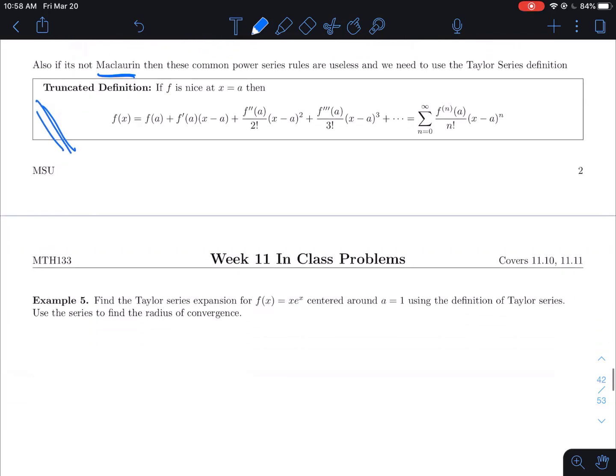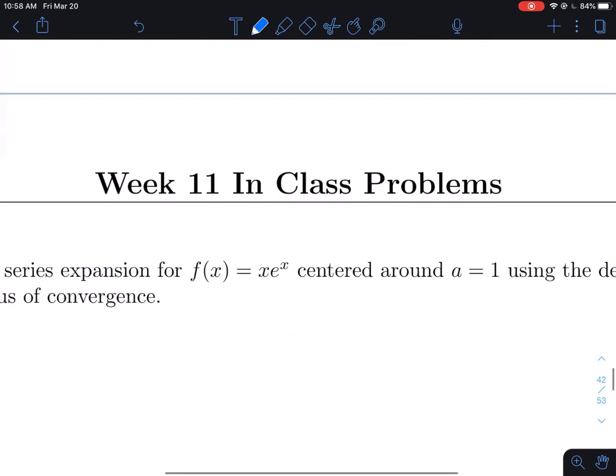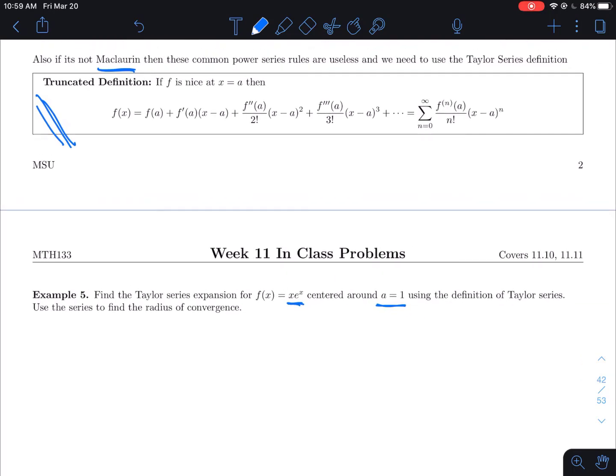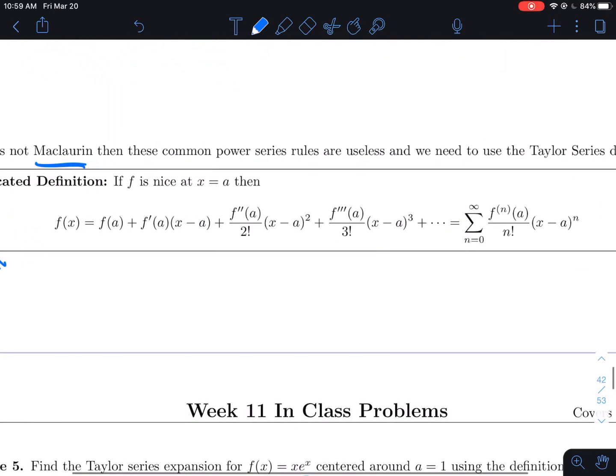And so for example 5 that we're going to be doing, we already did x e to the x in Maclaurin series, but here we're going to be centering it about a equals 1, just so I can really emphasize how different these series end up being and how much more work this one is over the original one, where we just had to do x times the common power series of e to the x. So again, here's my truncated definition.